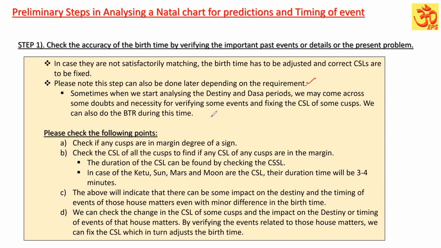While doing the analysis, we may have to check whatever they are saying, for example, currently I'm facing this problem, or some details of information they will be sharing. If you feel that those details are not matching the present periods, or the destiny is also not indicating that, it will indicate that the verification or rectification of birth time is required. So at any point of time we can do this, but this has to be done definitely. Whether we do it in the beginning, that is also good, or we can do it a little later according to the requirement.